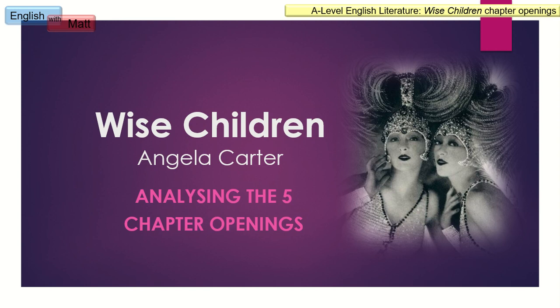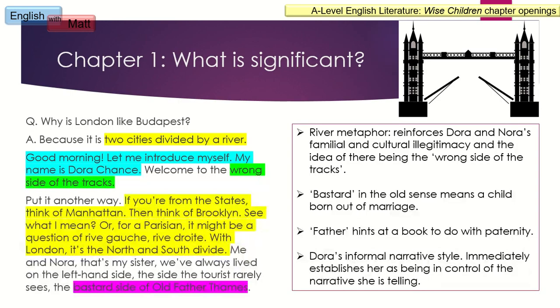So very simply, all I'm going to do on the left-hand side for each chapter is put in the beginning of the chapter with the question, what is significant? And in the box on the right-hand side will be the main things that students will often mention in terms of important meanings or language or themes and so on.